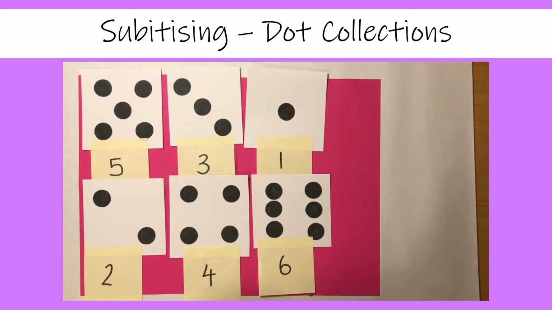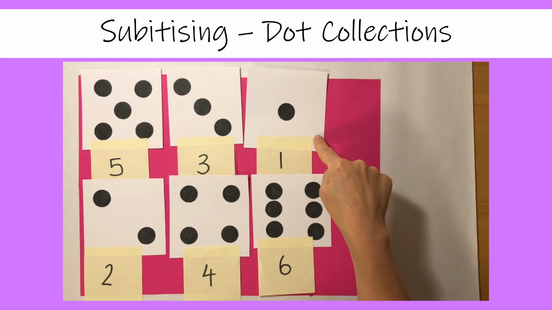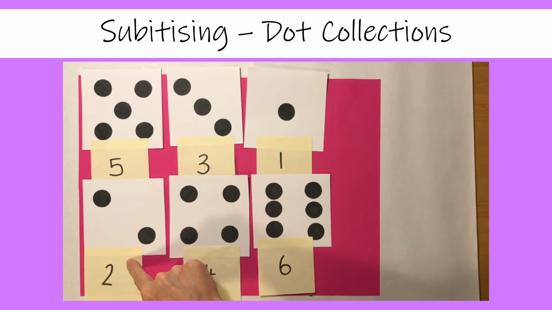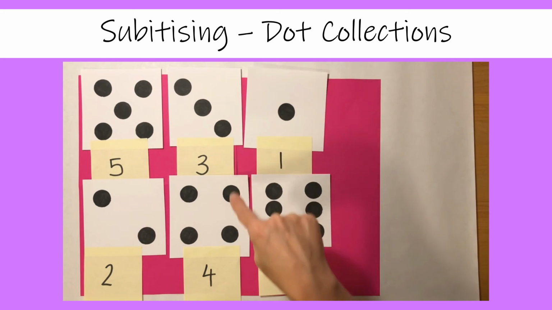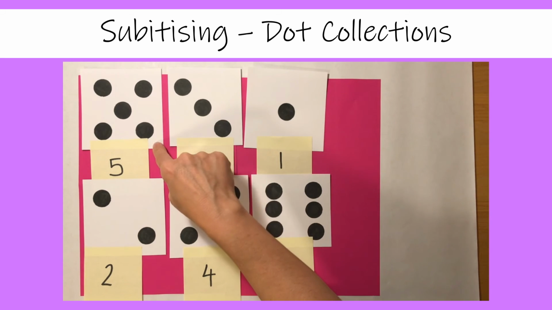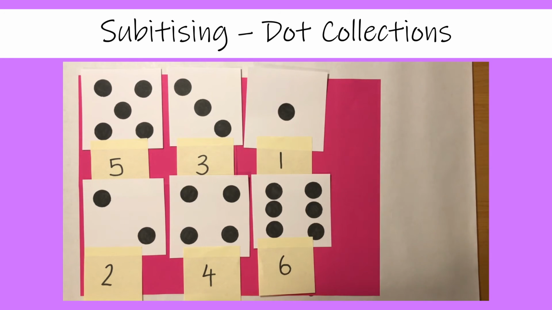I wonder if you can point to them in order of counting from the smallest to the biggest. You have a go and I'm going to listen. Oh, it's tricky when they're out of order, isn't it? But you did some really good thinking. So 1, 2, 3, 4, 5, 6.